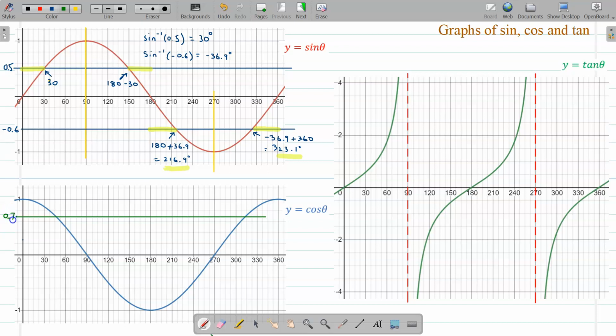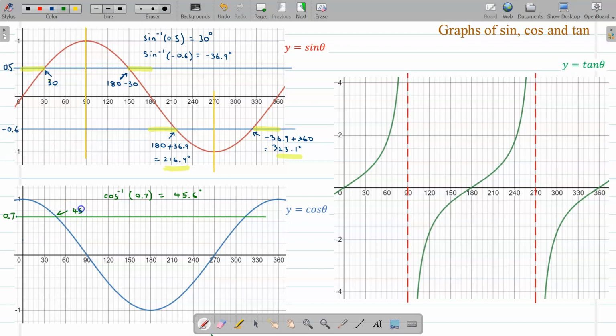And according to the calculator, if I put the inverse cosine of 0.7, that gives me 45.6 degrees. So I have just put in cos to the minus 1, inverse cos in other words, of 0.7, and it's given me 45.6 to the nearest 1 dp. So that's what this angle here is, and you can see that from the graph, 45.6.